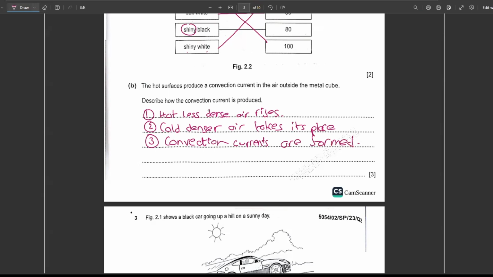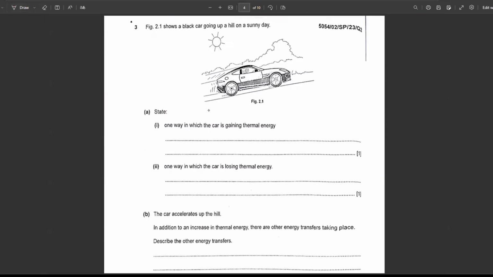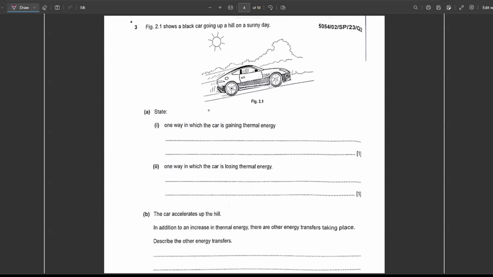Let's move on to the next question. Figure 2.1 shows a black car going up a hill on a sunny day. One way in which the car is gaining thermal energy: by burning lubricants or fuel. One way in which the car is losing thermal energy: heat loss to the surrounding. Okay. Let's see the next one.